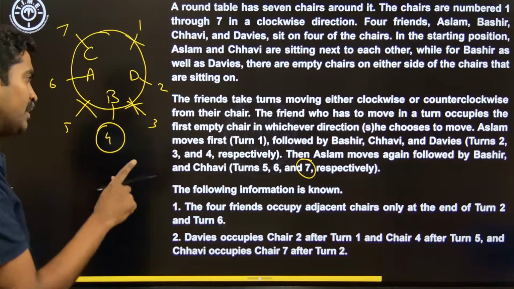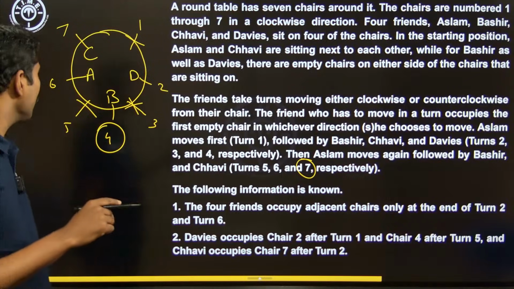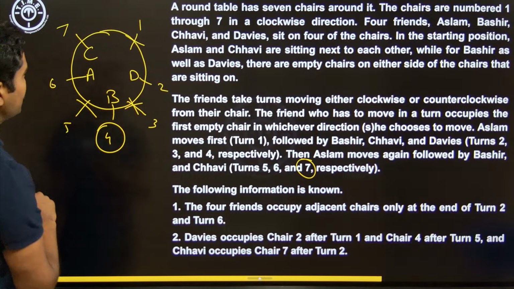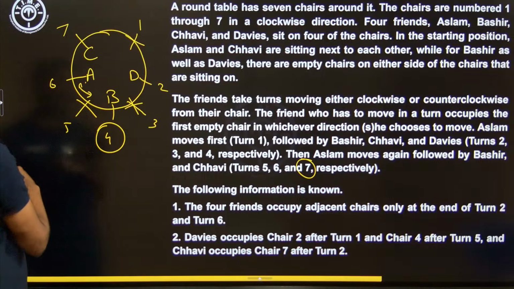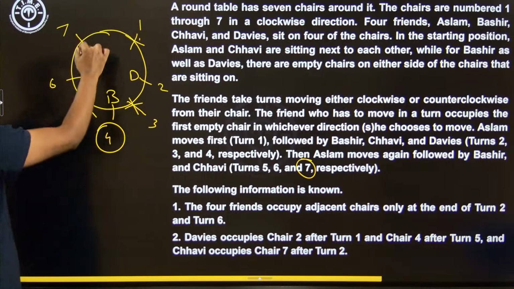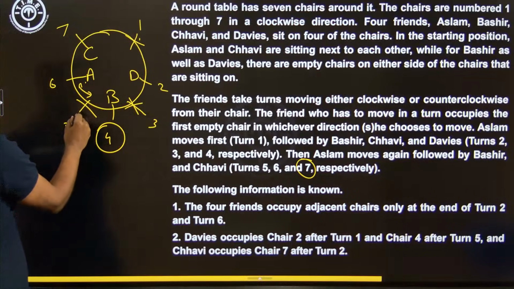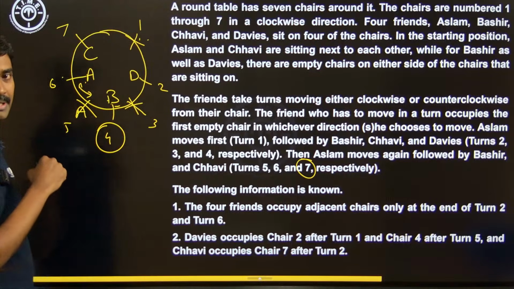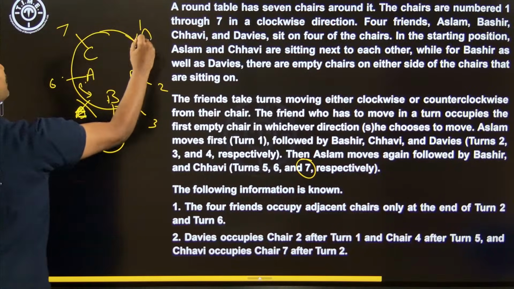I do know that at the end of turn 2, all the friends are sitting adjacent to each other, correct? Now, if A comes anti-clockwise, A will come and sit here, right? And C can go and sit here in his turn. But hey, we're talking about the second turn. If A comes here and then B goes there, or B comes here, they will not be sitting adjacent to each other, which means A has to come and sit here.